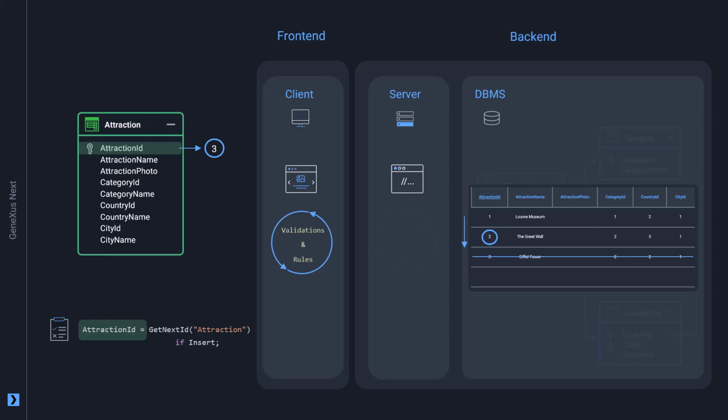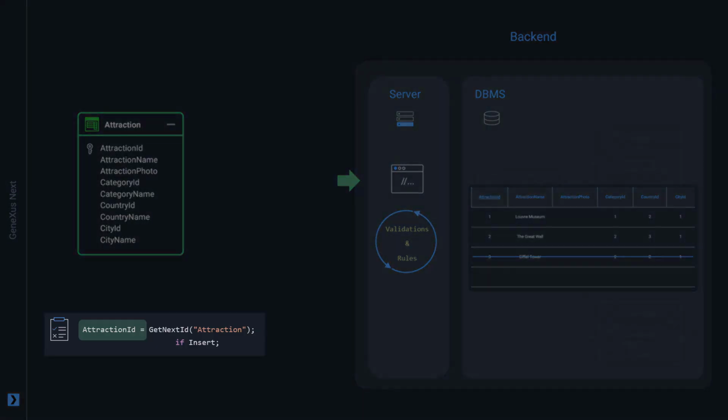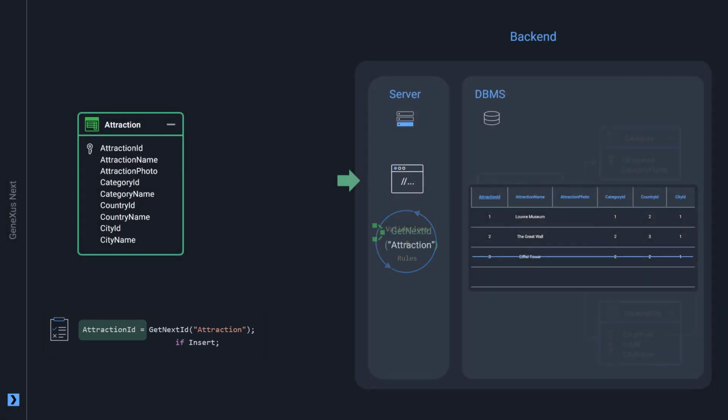Then the user will go through the other fields and all the rest of the validations and rules will be triggered. And when finishing and pressing confirm, the server repeats everything, in particular this assignment rule. So the procedure is executed again, which searches again the table and returns the result 3, which is immediately assigned to attraction id. And the rest of validations and rules corresponding to the rest of the fields continue to be executed.